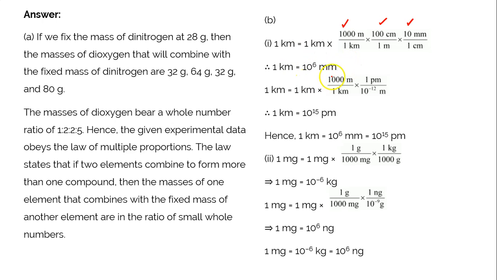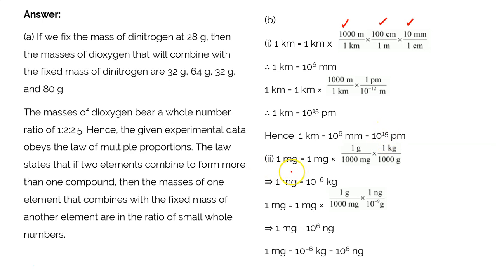And now, to convert this 1 kilometer into picometers, 1 kilometer is equal to 10 to the power 15 picometers. So to convert it into picometers, we have to first convert kilometers into meters. So multiply with 1000 and divide it by 10 power minus 12, because 1 meter is equal to 10 power minus 12 picometers. So you are converting 1 kilometer into millimeters, which is 10 to the power 6, and in turn into picometers, which is 10 to the power plus 15.